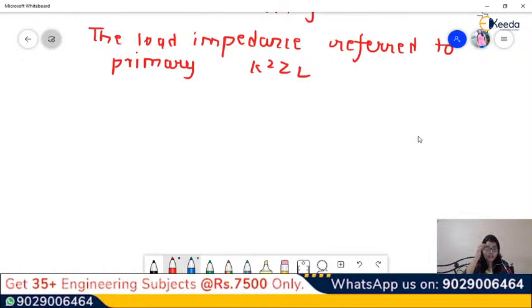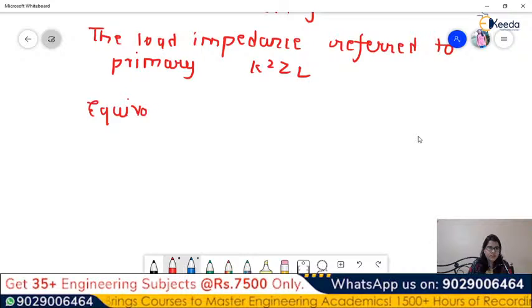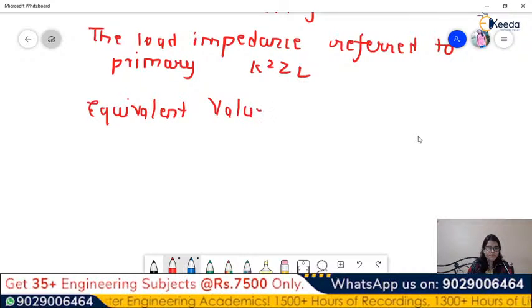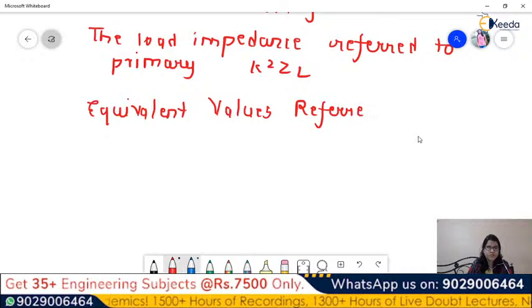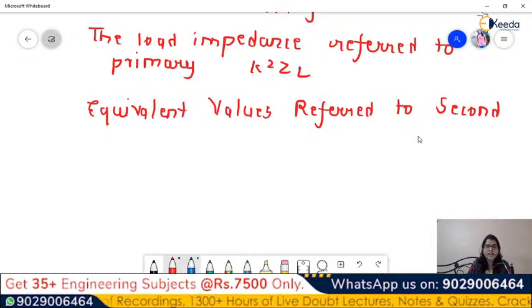Okay. Now let us start with our referred to secondary values. Now what we have done, we have referred all our secondary values to the primary side. Now we are going to refer all our primary side to the secondary side. Okay. So let us start. Equivalent values referred to secondary. So we have to follow the same procedure.